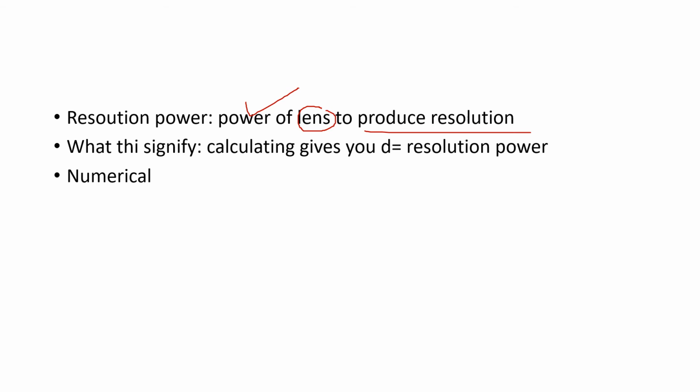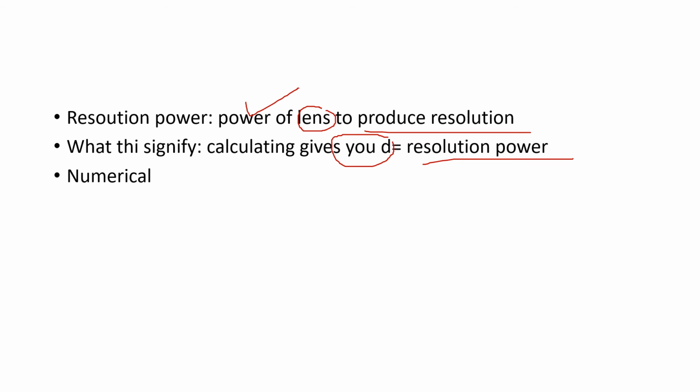But what does this signify? When you calculate d, it is basically giving you the resolution power. So whenever you calculate d with the help of the Abbe equation and the image is clearly visible, it simply means that the lens has greater resolution power.